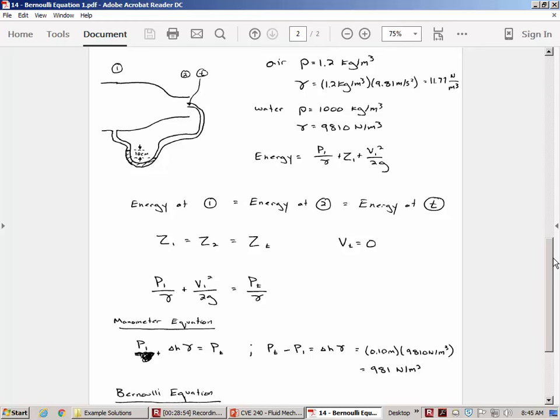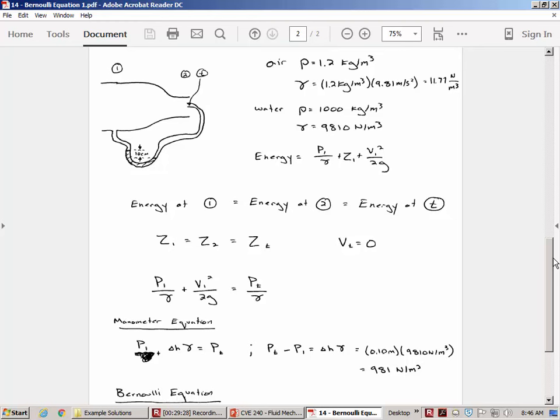All right, so it's pretty obvious that if we're taking points 1, 2, and 3 on the same elevation plane, since all of the z's are equal, then we can just leave them out of the equation. And we already have said that this is a stagnation tube, and so the velocity inside the tube is 0. And so Bernoulli's equation simplifies down to the pressure head at 1, the velocity head at 1, and then the pressure head at T. So that's ultimately what we're going to substitute back into once we solve the manometer equation.